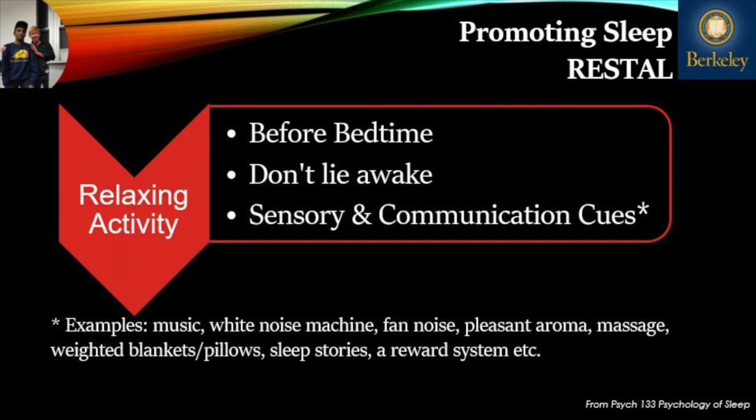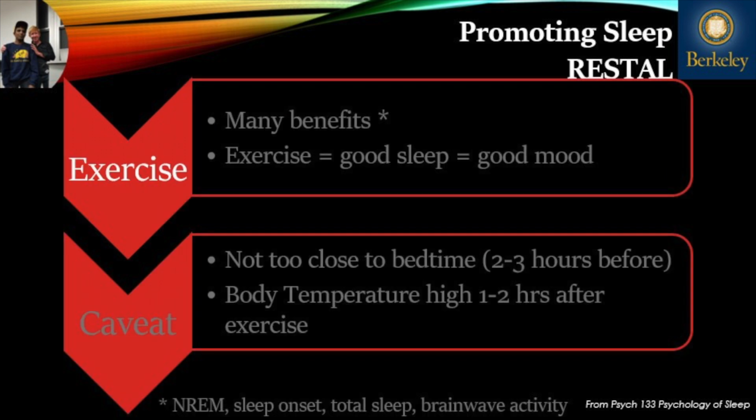For some autistics, this may involve sensory cues and communication cues. Examples are music, white noise machine, fan noise, pleasant aroma, massage, weighted blankets, pillows, sleep stories, a reward system, etc. The E is exercise.